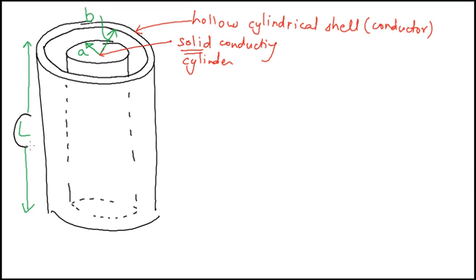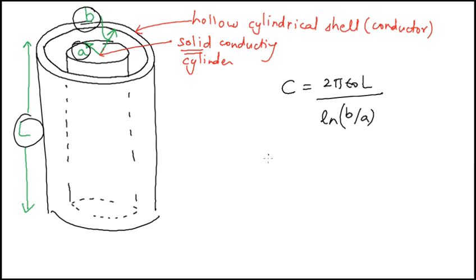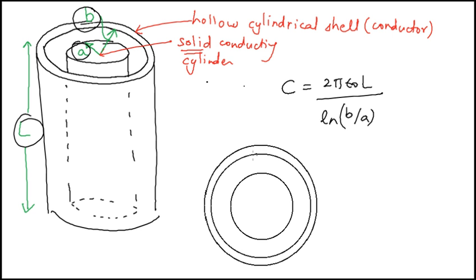Now if this L is much larger than both B and A, then the result that will be approximately true, and we have already derived it in the class, is that the capacitance of this cylindrical capacitor will be given by 2 pi epsilon naught L divided by ln B divided by A. And the second result, of course, is related to the electric field which is present in the gap of the cylindrical capacitor. So that result is better seen in the top view of the capacitor.